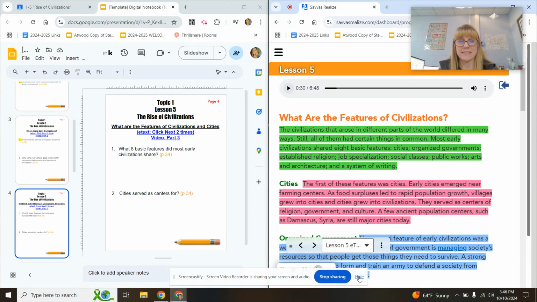All right, please list all of those 8 basic features under number 1 in your digital notebook. Number 2, cities served as centers for what? You will find that answer in this pink highlighted paragraph.